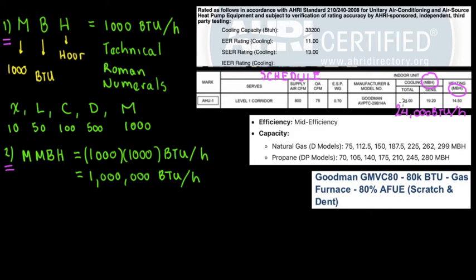Another example where we can see this is in boilers. If we have a gas boiler in a hydronic system, natural and propane, we have here 75, 112, and 300 MBH. So if we take this 75, that's going to be 75,000 BTUs per hour.